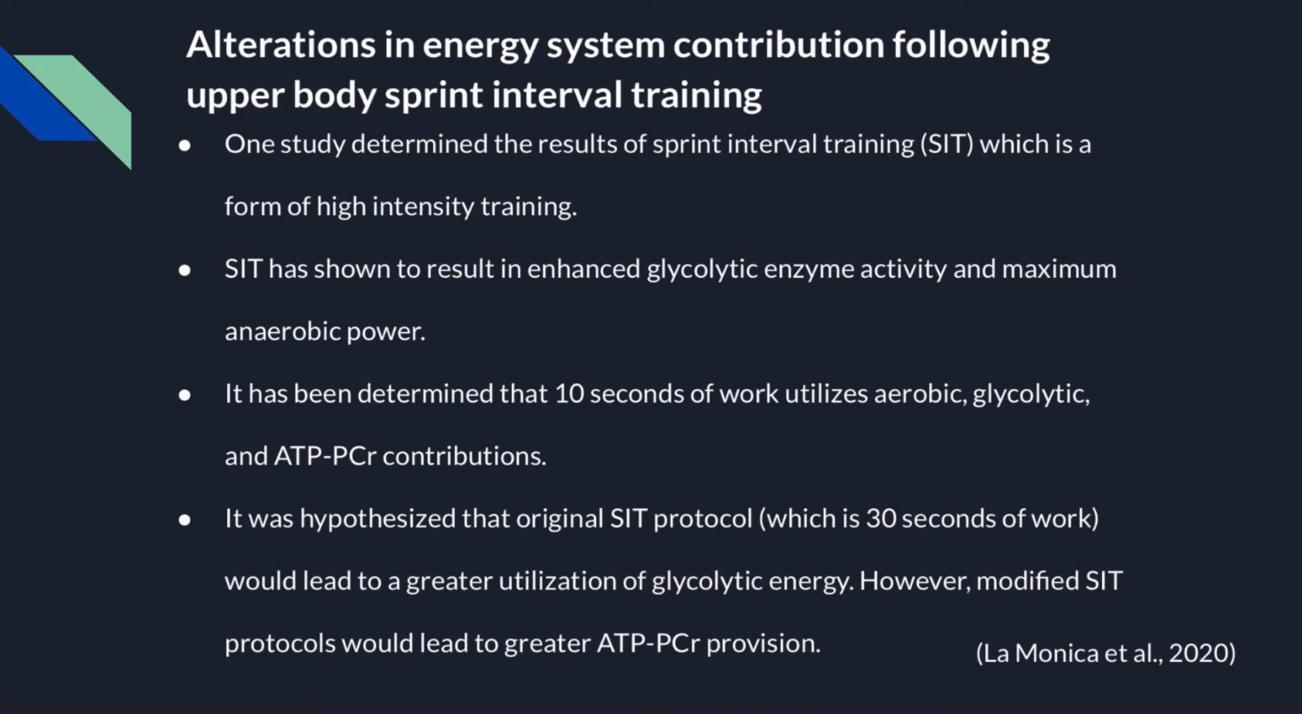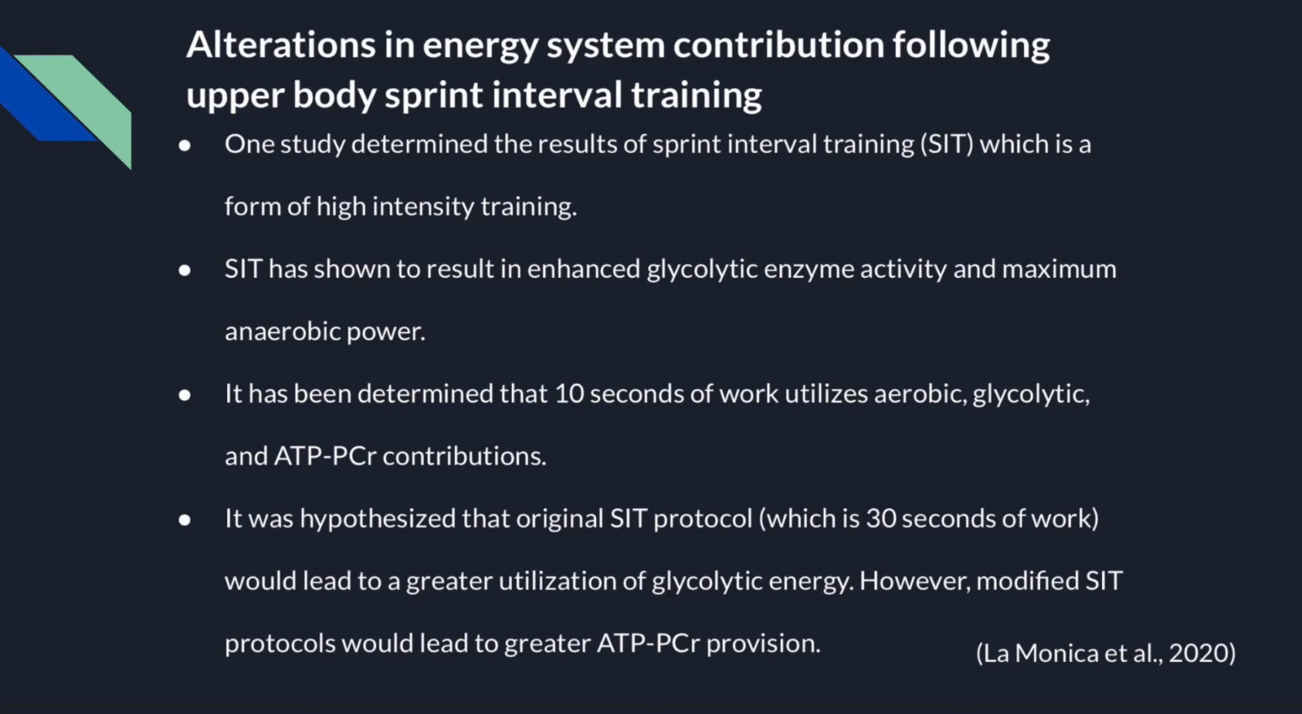Alterations in energy system contribution following upper body sprint interval training. I did choose one of the studies to discuss in my presentation. This study determined the results of sprint interval training, or SIT, which is a form of high-intensity training. SIT has been shown to result in enhanced glycolytic enzyme activity and maximum anaerobic power. It has been determined that 10 seconds of work utilizes aerobic, glycolytic, and ATP-PCR contributions.